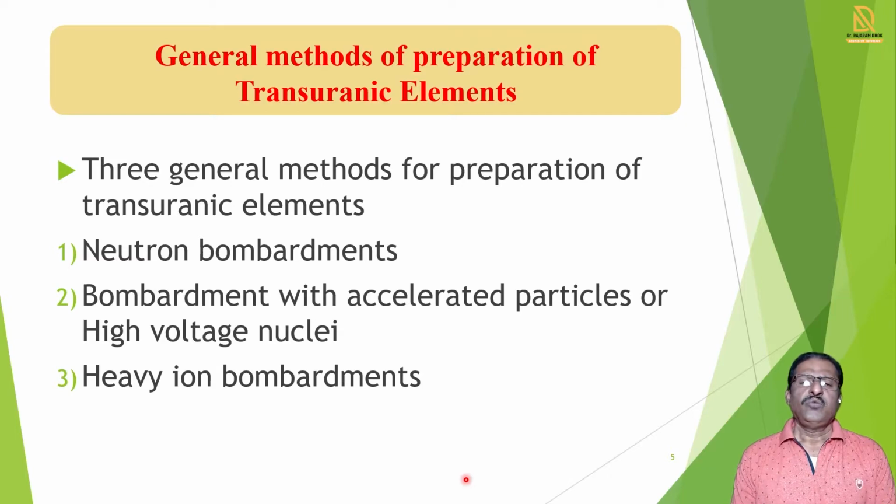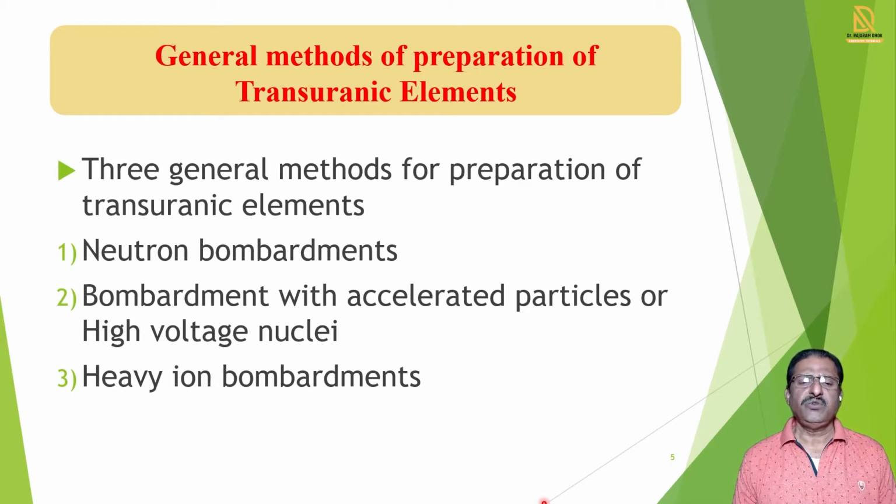Now we see the general methods for the preparation of these transuranic elements. There are three general methods. The first method is neutron bombardment. The second method is bombardment with accelerated particles, which is also called high voltage nuclei. The third method is heavy ion bombardment. From the names, we get an idea of what each method is.